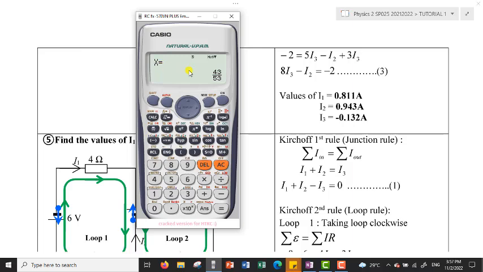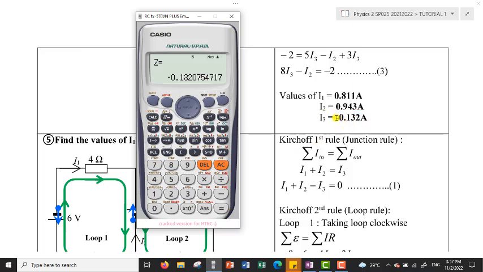So the x in the calculator will represent the first unknown, so our first unknown is I1. The current I1 is 0.811 ampere. Then y represents I2, so the current I2 will be 0.943 ampere. Then z represents the third unknown, I3, so the value is negative 0.132 ampere.